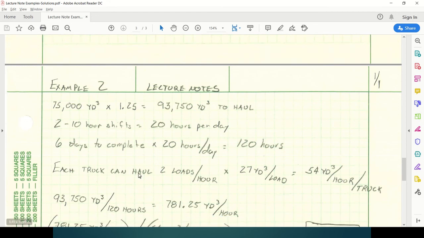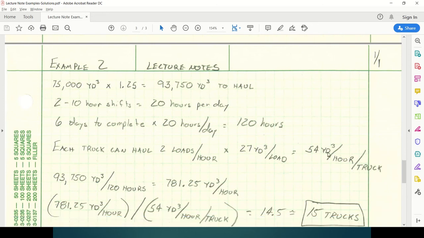Each truck can haul 2 loads per hour, right? A 30-minute load cycle. Does that make sense? Because with a 30-minute cycle, they can haul 2 loads per hour, going there and back. Each truck can haul 27 cubic yards per load, so the loads cancel out. That equals 54 cubic yards per hour per truck.